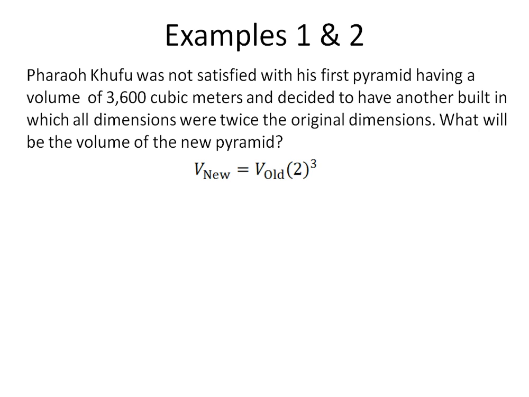Okay, so the volume of the new pyramid is going to equal the volume of the old pyramid times 2 to the third power, which gives us volume new is equal to 3,600, which is what the original one was, times 8, which is 2 to the third power. That gives us the new volume is going to be 28,800 cubic meters.